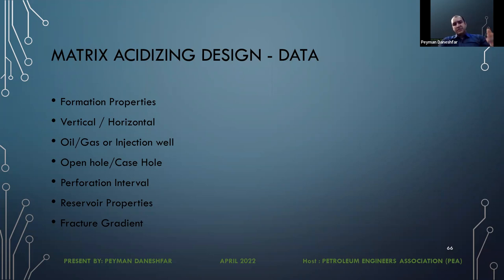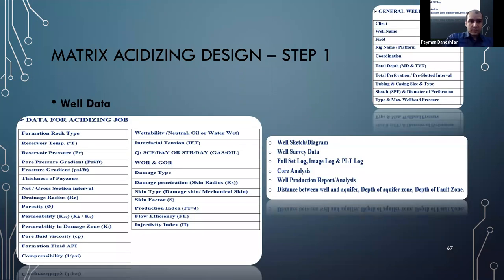We have some steps, and I want to tell you about them. You know, this is normal well data that a simulation engineer needs to have to design the best acidizing job: the formation rock type such as carbonate or sandstone, reservoir temperature, reservoir pressure, fracture gradient, and thickness of the pay zone are important parameters.